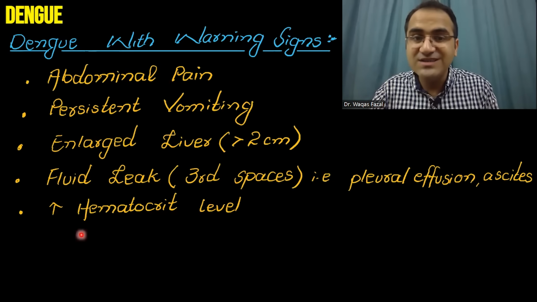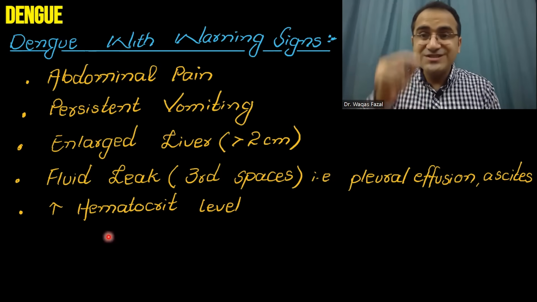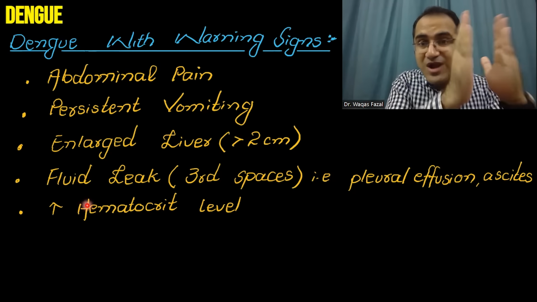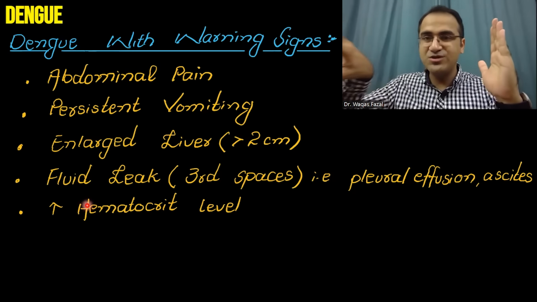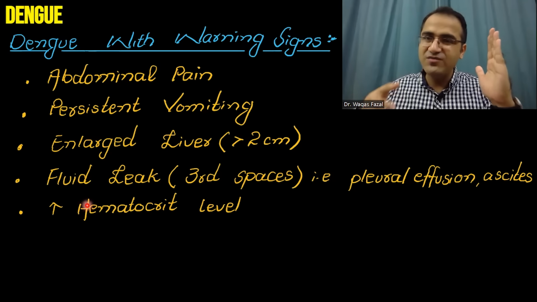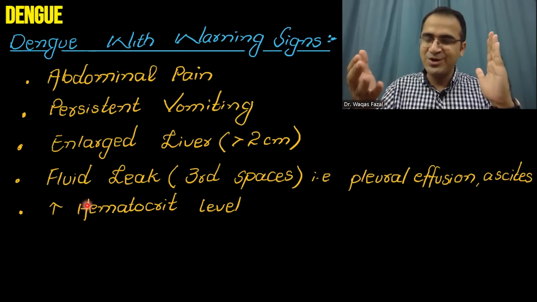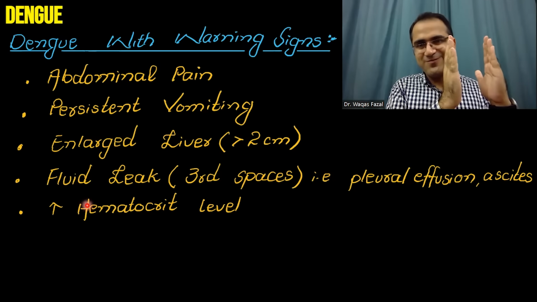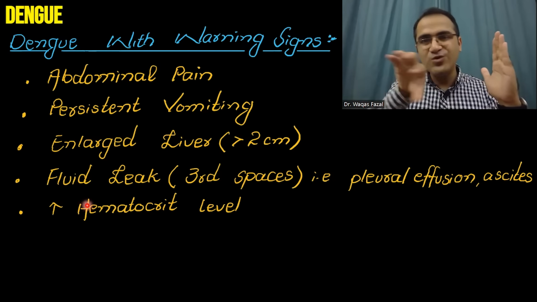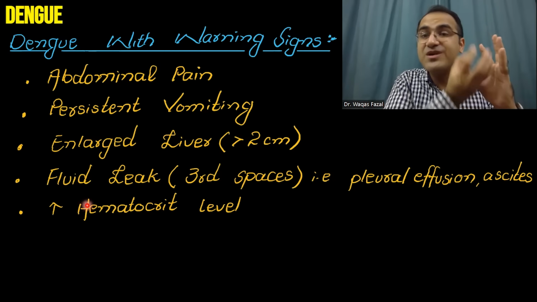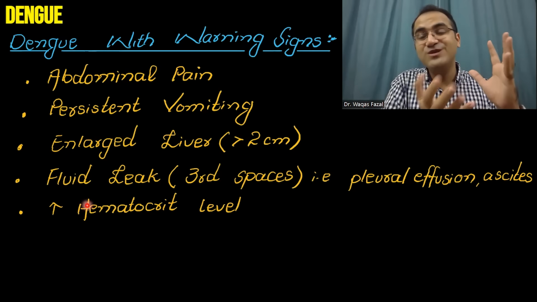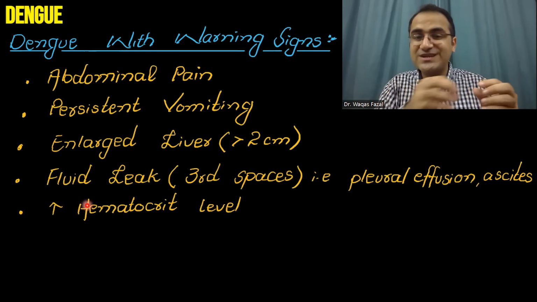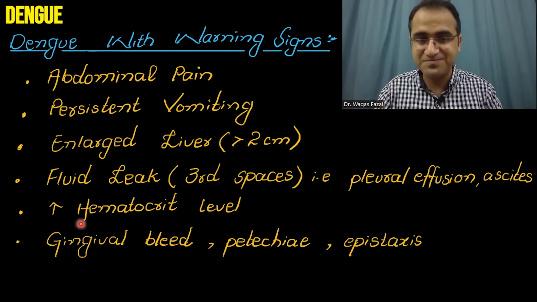Why is there a rise in hematocrit level? Because there is fluid leakage into the third space. The fluid from blood vessels is moving out into the third space, resulting in pleural effusions and ascites. So the fluid is leaking out, but the RBCs are within the vessels. There will be hyperconcentration of RBCs and you will see an apparent increase in hematocrit. It shows that the fluid is leaking out into the third space.